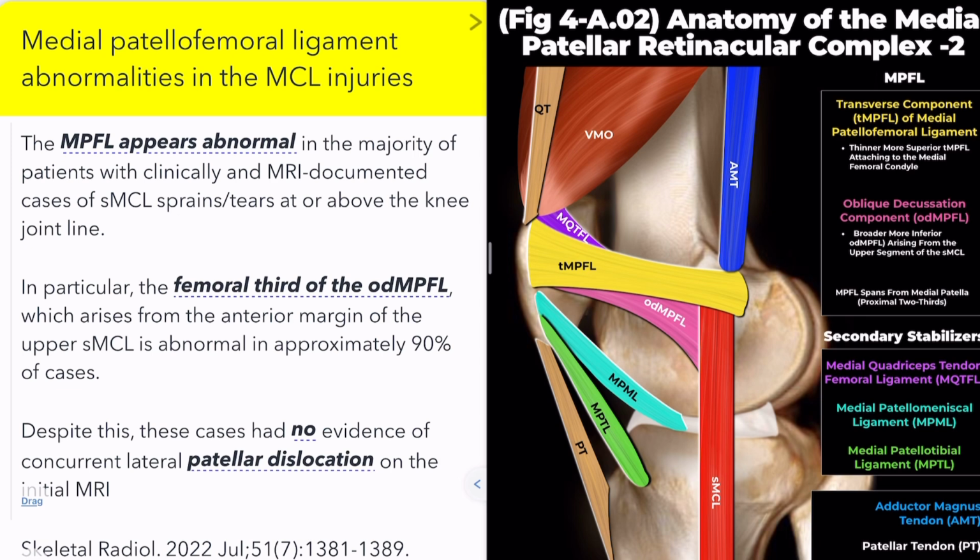For this session, I would like to discuss the clinical relevance of medial patellofemoral ligament MRI abnormalities in the setting of MCL injuries. The medial patellofemoral ligament merges with the fibers of the medial collateral ligament at the epicondyle. Therefore, the medial patellofemoral ligament appears abnormal in most patients with clinically and MRI-documented cases of superficial MCL sprains or tears at or above the knee joint line.